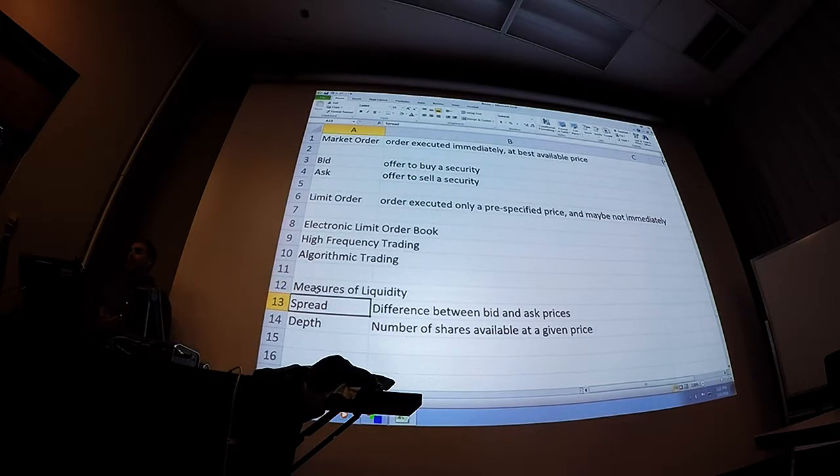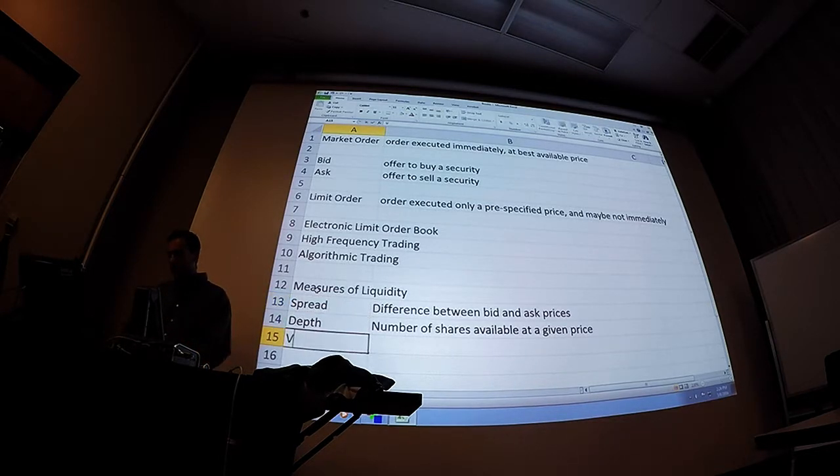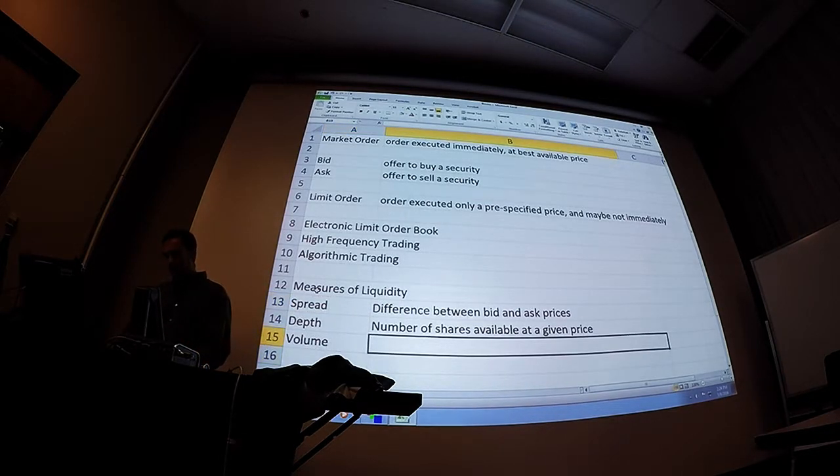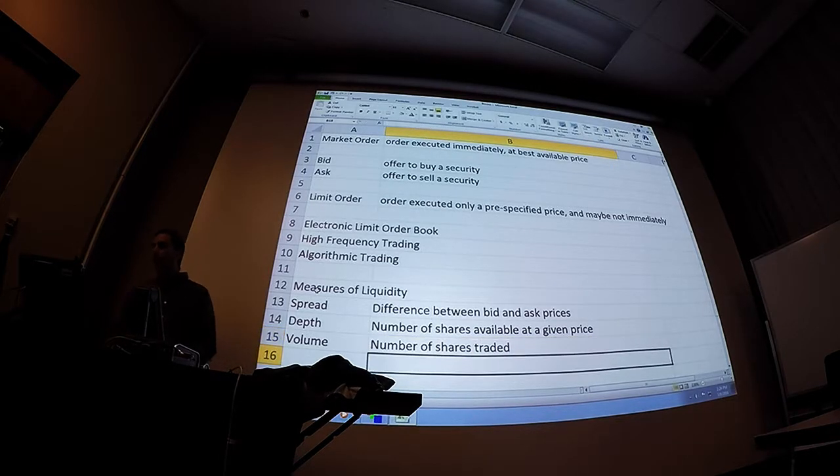So liquidity refers to how quickly or easily you can trade something. We've mentioned that before, and you'll see a mention of liquidity in pretty much any finance class. Two of the main measures we have here are spread and depth. Other measures of liquidity would be volume, and volume is the number of trades that have actually executed, so the number of shares that have actually been traded. So spread and depth are kind of forward-looking measures of liquidity.